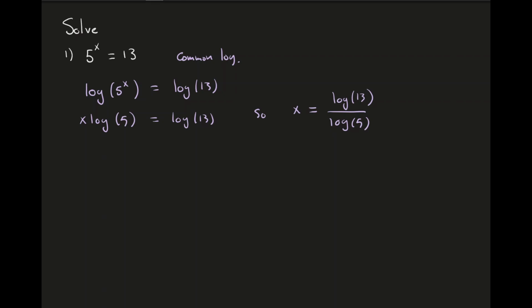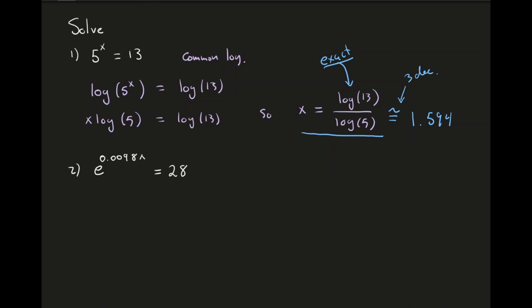I want to point out this is the exact answer, in that it doesn't have a truncated decimal; you didn't round anything. The approximate answer, to 3 decimal places, is log 13 divided by log 5, which is 1.594. And this is an approximation. So if you need to know the answer to 3 decimal places, it's 1.594. But if I ask you for the exact solution, you would have to give me log 13 divided by log 5.